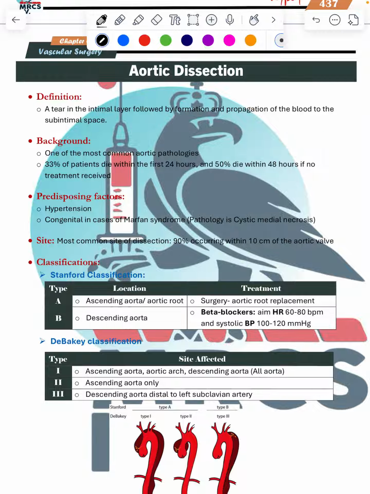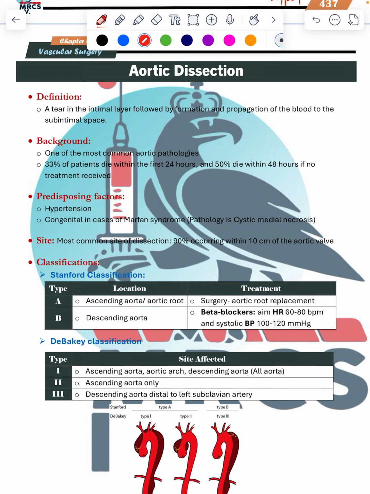layer. This is the outermost layer, then there is an elastic layer in between, which has elasticity, and the innermost is the intima. So the innermost layer, the intima, is torn, followed by progression of blood into the subintimal space. The blood goes from the inside lumen into the subintimal space, and that lifts the other layers up, and this is called dissection. We are doing dissection inside, so that is called aortic dissection.